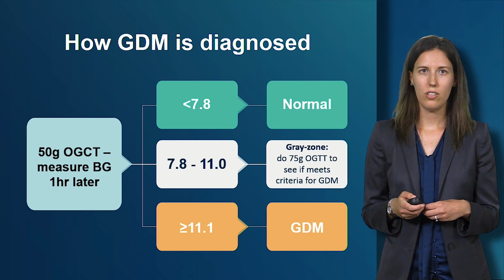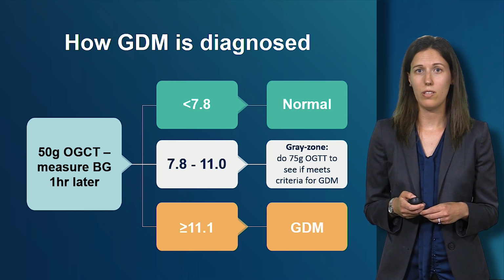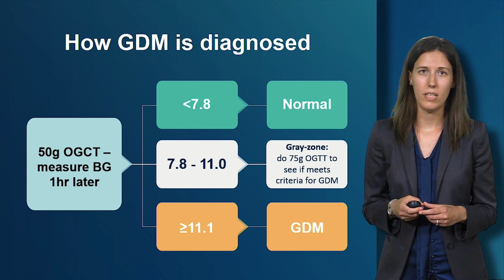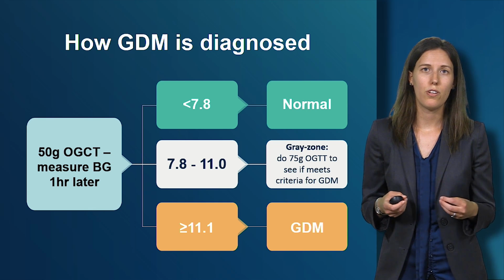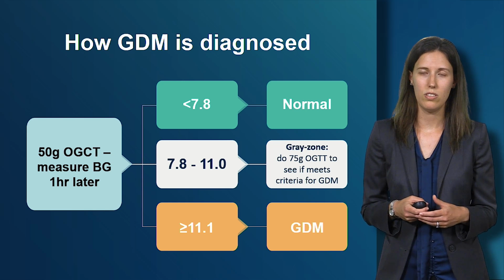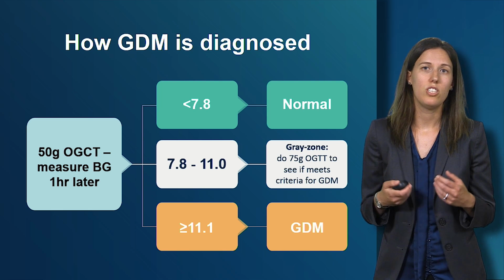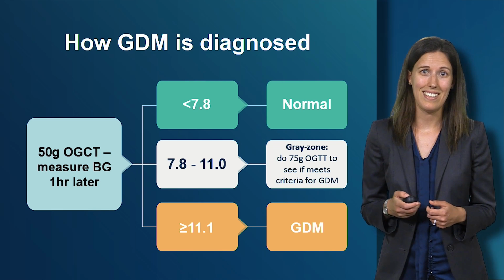If the 1 hour blood sugar for the 50-gram test is above or equal to 11.1, then the patient has gestational diabetes. Of note, this is the preferred approach for screening and diagnosis of gestational diabetes. There is also an alternative approach, which is outlined in the Diabetes Canada guidelines.